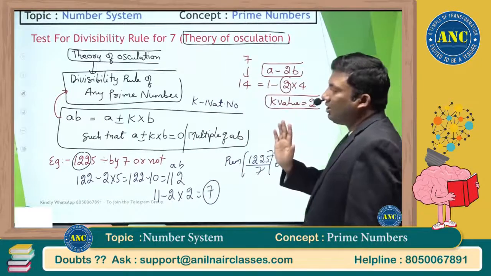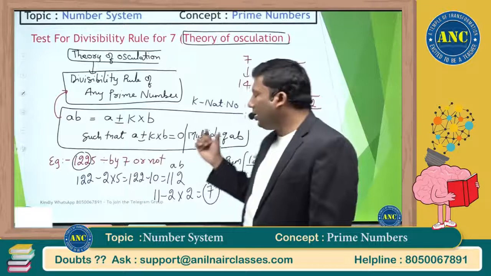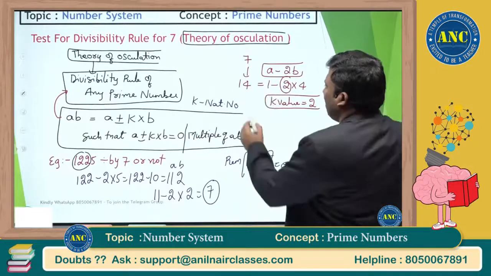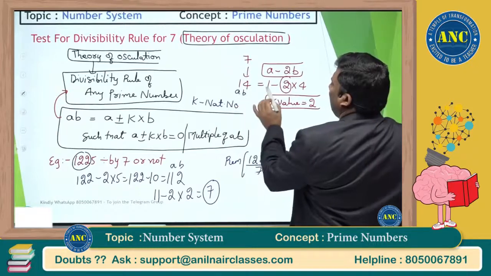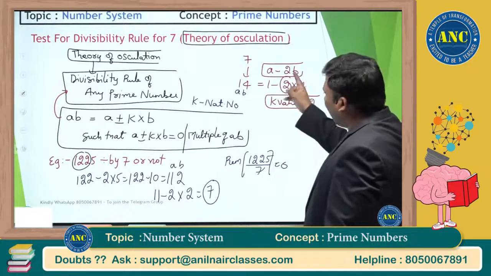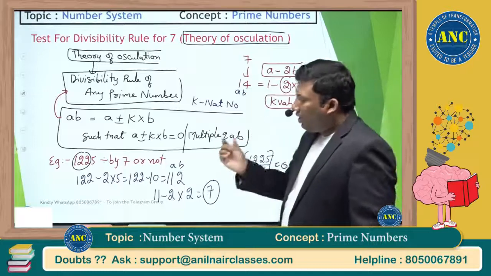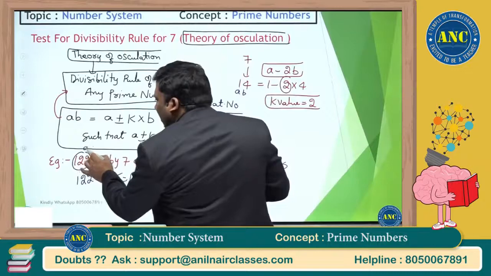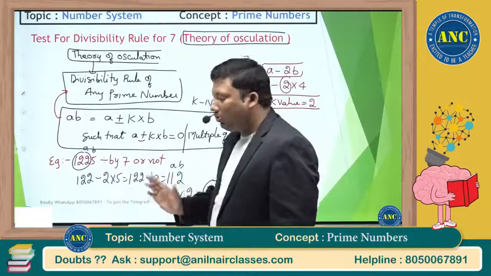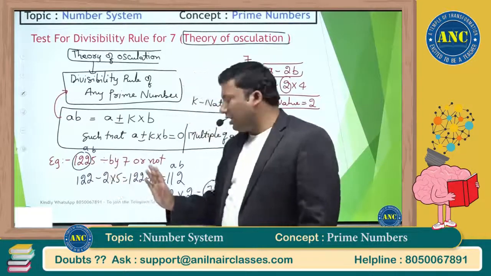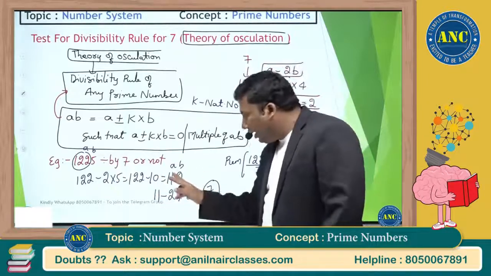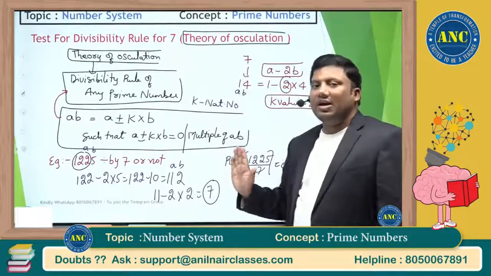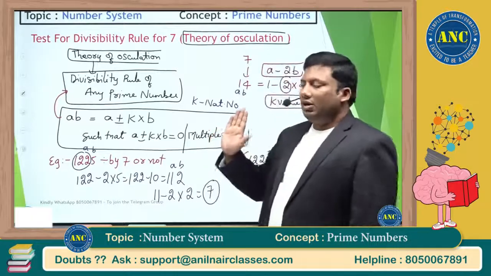7 is a single digit number. Since I took a 2-digit number, I took the multiple of 7, 14. I tried to write it down as this is A and it is B. A minus 2B, the K value is 2. So if I take all the digits other than the unit digit as A, A minus 2B: 122 minus 10, which is 112. Again, other than the unit digit, take it as A: 11 minus 4, 7. Is 7 divisible by 7?